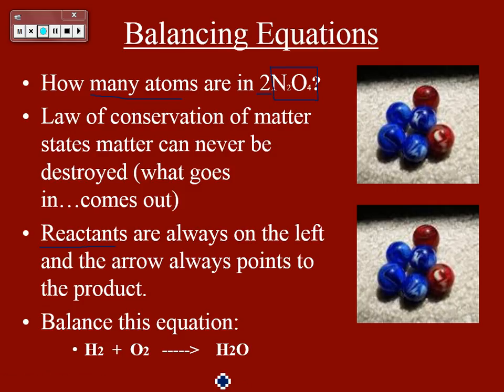Reactants are always on the left. So in this one, the reactants would be H2 and O2. The arrow always points to the product. So in this example, the product is H2O. If this were switched and it said H2O yields or produces, that's what this arrow means, and then H2 plus O2, my product would be whatever is on this side of the arrow. My reactants is whatever's on this side of the arrow.